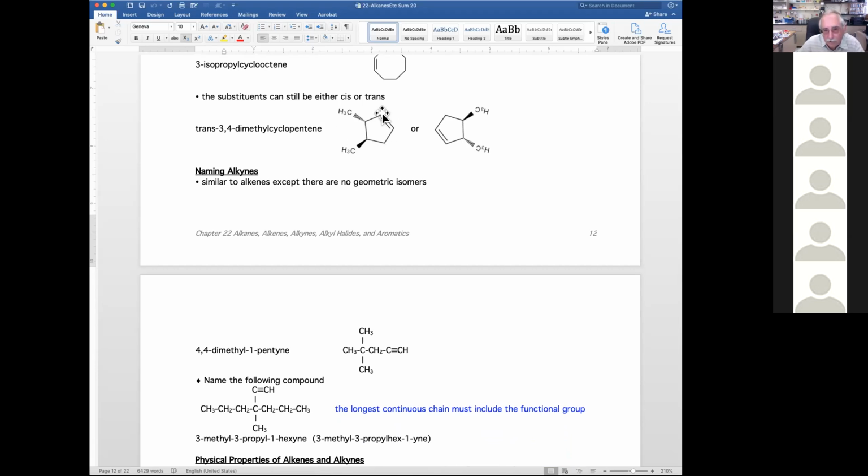So 1, 2, 3, 4. In this case, it would be 3,4-dimethyl. If I went this way, 1, 2, 3, 4, 5, it would be 4,5-dimethyl. So the simplest, lowest numbering system would be counterclockwise in this case. But then the way it's drawn, this is coming into your face, that's going away from your face. So they're going in opposite directions, so that means it's trans. Same thing for here. Okay.